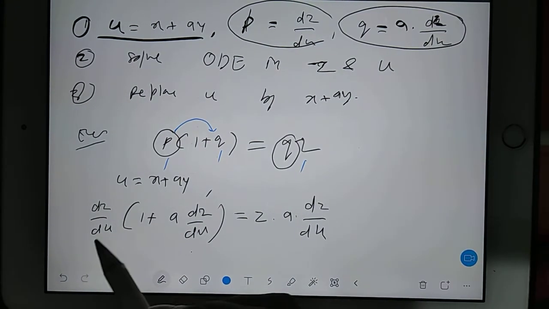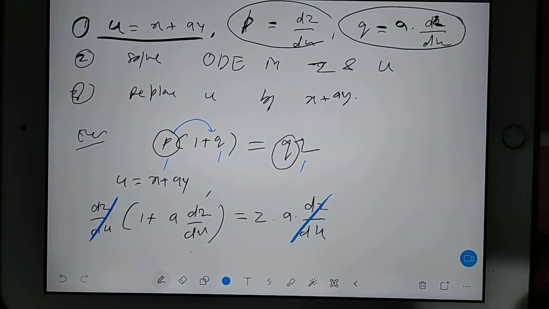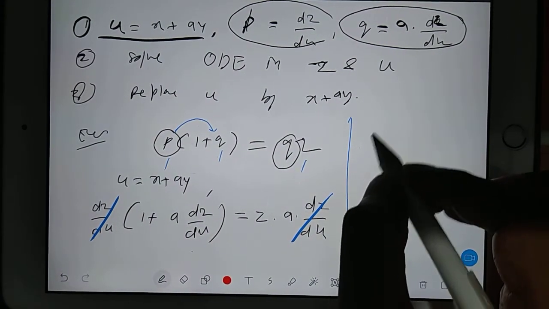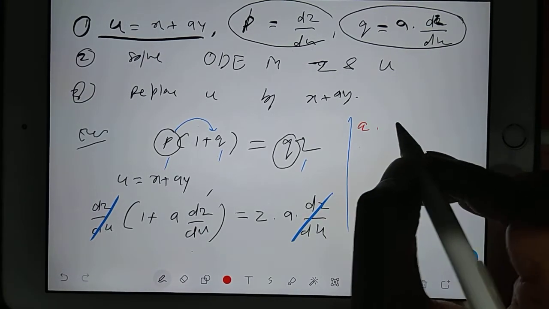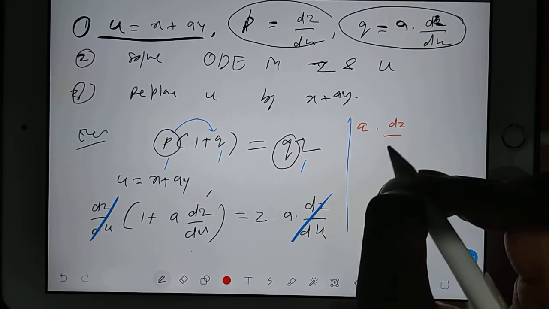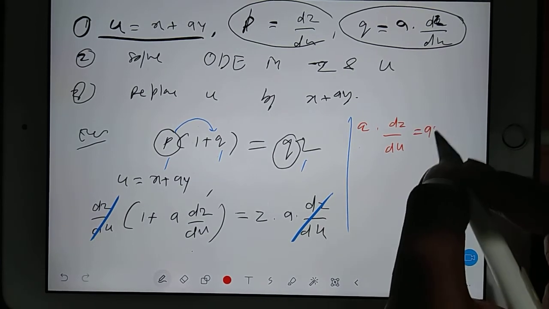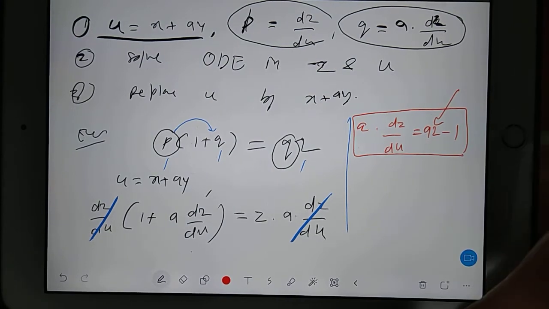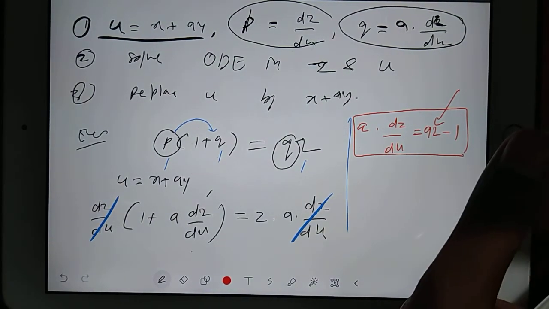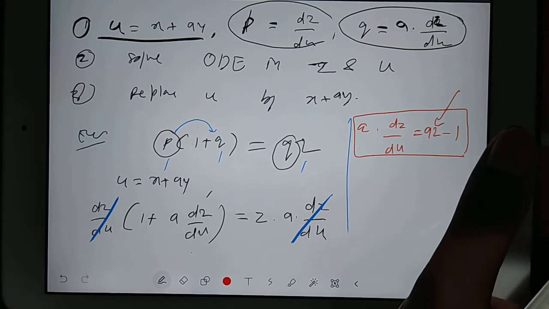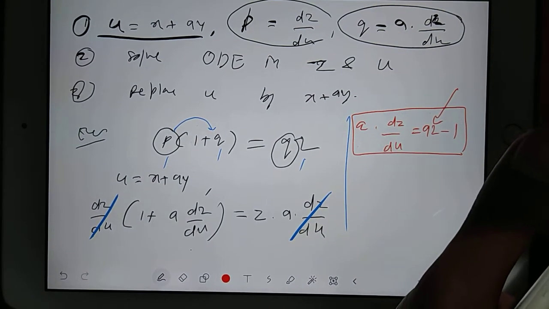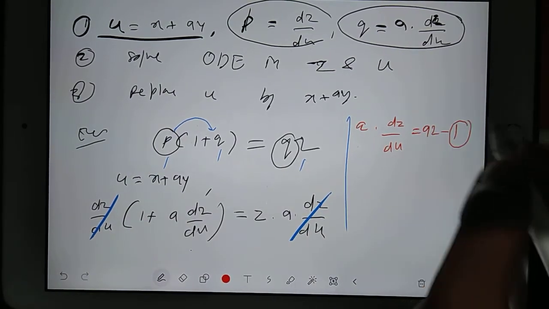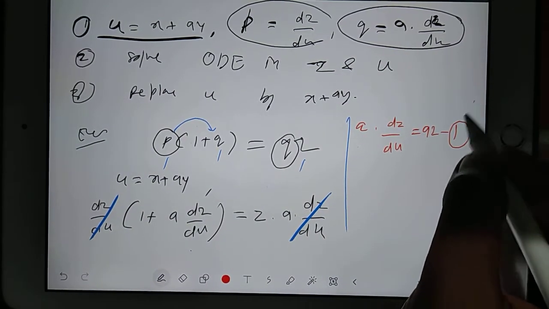So you see here, at least these two parts we can cancel, so we'll be getting a simplified form. That simplified form is a times dz by du is equal to az minus 1. This part is very familiar to you. It looks like a Leibniz equation, but no need to bother about that. Actually it is not a Leibniz equation, because here we have a constant, not a function.